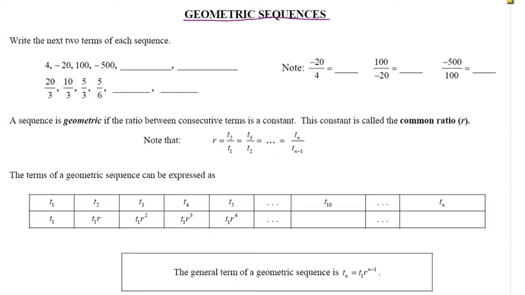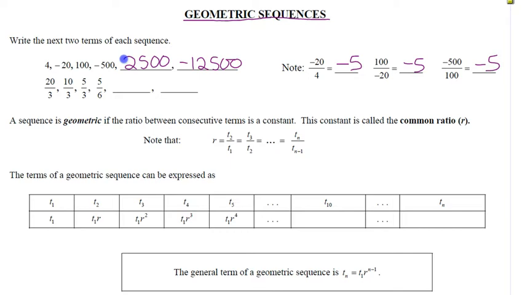Give you more time. So if I have a sequence 4, -20, +100, -500, what comes next? Positive 2,500. And what's after that? Negative 12,500. So you notice, what's -20 divided by 4? -5. What's 100 divided by -20? What's -500 divided by 100?